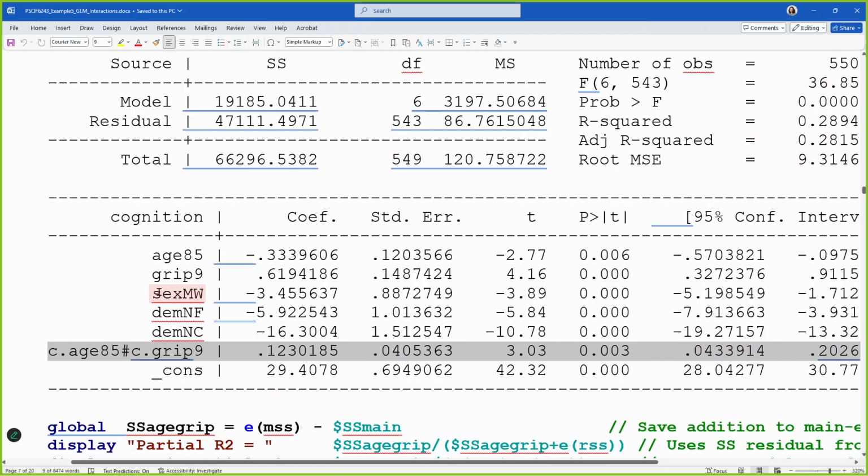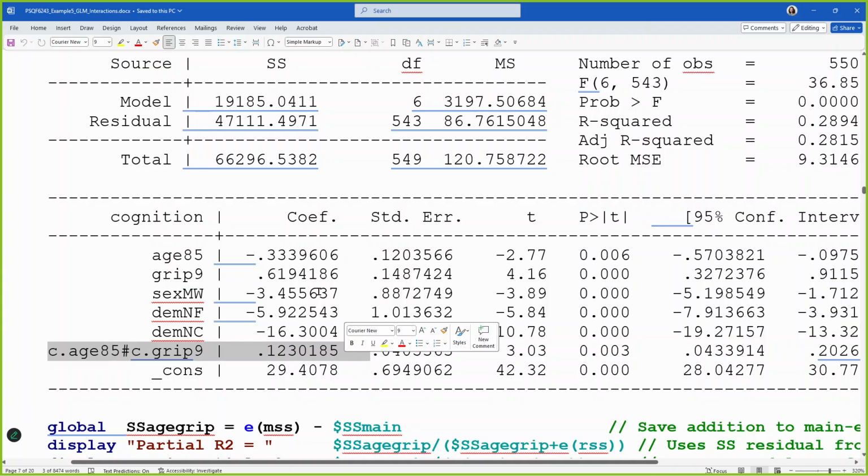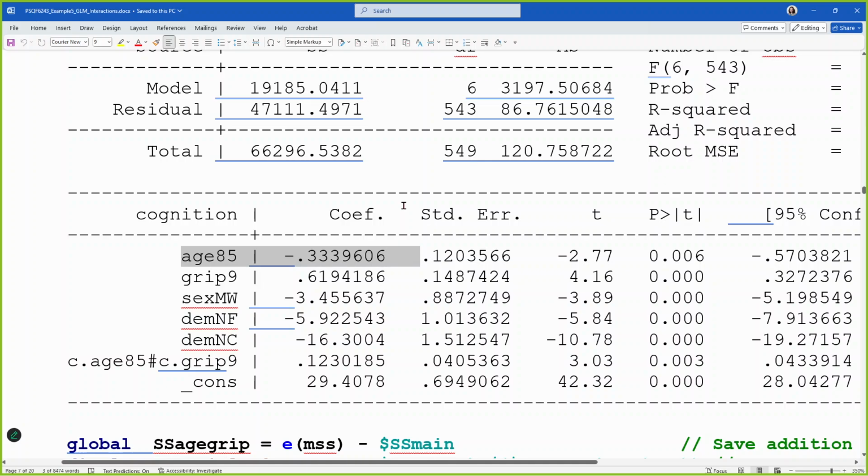So let's walk through. My constant is 29. That is still for an 85-year-old with 9 pounds of grip who's a dude who's not going to get dementia. Because we've added an interaction term among existing variables, we don't have to further condition the intercept on anything new. Now let's go through the list. Which of these are marginal and which of these are conditional? Okay, age slope, marginal or conditional? For everybody or only for some people?